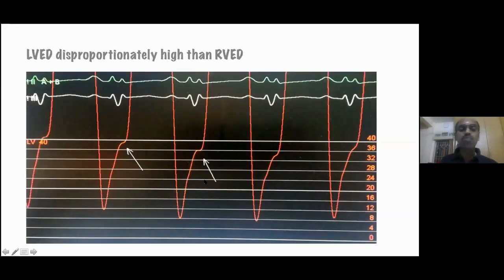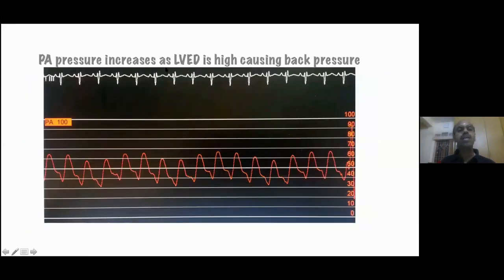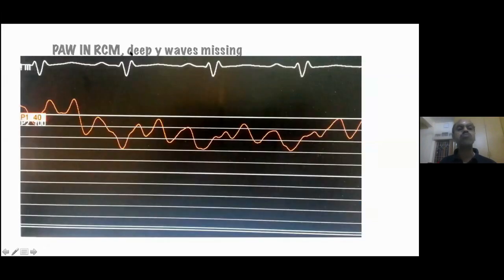Since the pathology is primarily involving the left ventricle, the left ventricular end diastolic pressure disproportionately goes up. So in the LVED to RVED ratio, LVED is much higher than the RVED. The pulmonary artery pressure also elevates, as I told in the earlier slide. So the PA systolic pressure is almost touching 65 millimeters of mercury. Pulmonary capillary wedge pressure is much higher than the RA pressure because it is reflective of the LA pressure. But contrary to CP, the very deep Y waves are not so characteristic in restrictive cardiomyopathy.